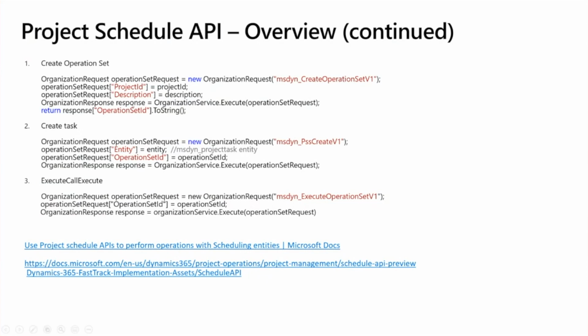This demo has been written as a console application with the organization service. We also created a GitHub example where we actually do all those operations via our Dataverse web API calls. And there we are showing that you also can use the web API for getting similar results.